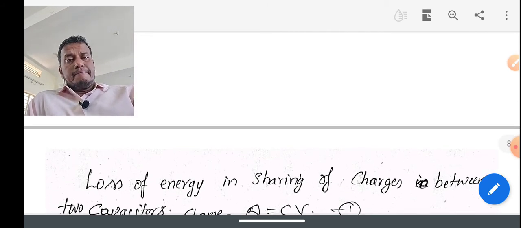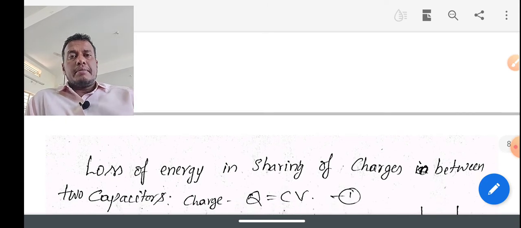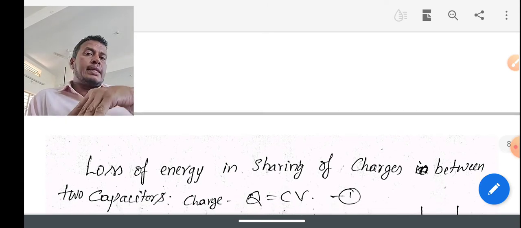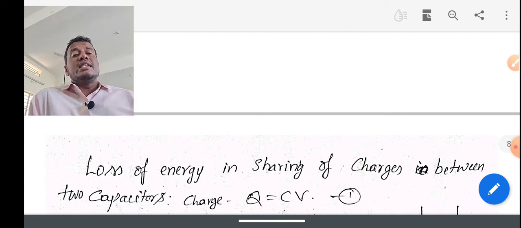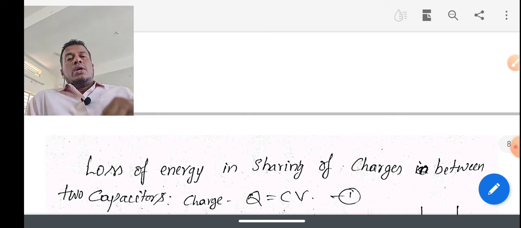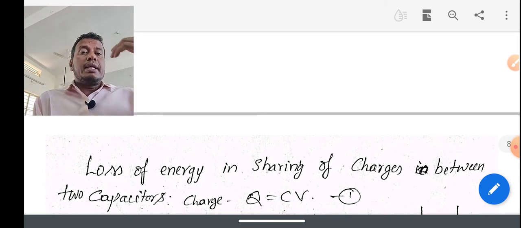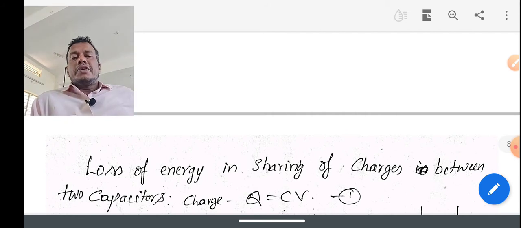When two capacitors are brought near, the charges are exchanged. Their charges are never decreased, but there are only changes in their energy. So, how can we calculate the loss of energy in sharing the charges between two capacitors? Derive an equation for the loss of energy in sharing the charges between two capacitors.